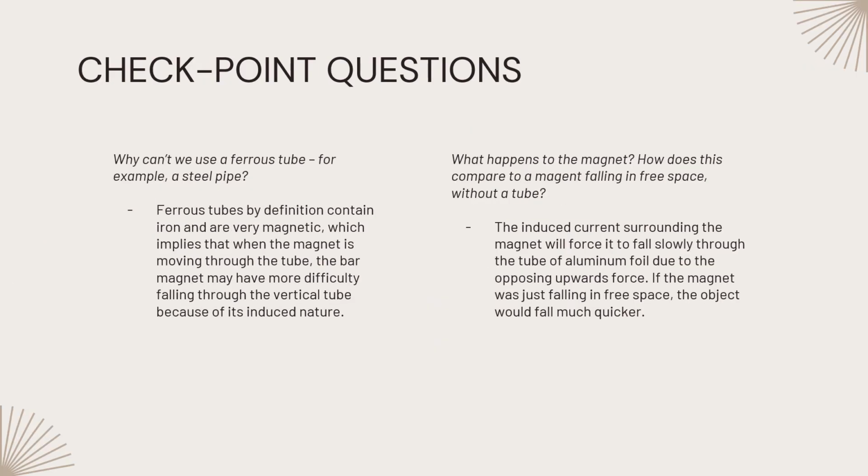So why can't we use a ferrous tube? Ferrous tubes, by definition, contain iron and are very magnetic, which implies that when the magnet is moving through the tube, the magnet may have more difficulty falling through the vertical tube because of an induced nature. And then what happens to the magnet, and how does this compare to when a magnet is falling in free space without a tube? So the induced current surrounding the magnet will force it to fall slowly through the tube of aluminum foil due to the opposing upwards force. If the magnet was just falling in free space, the object would actually fall much quicker.